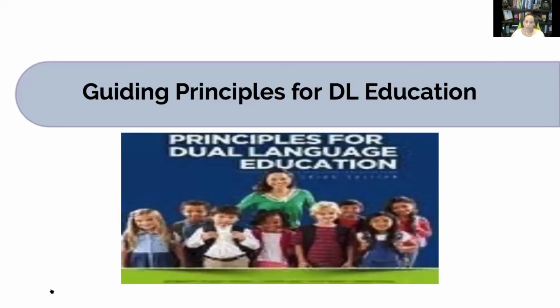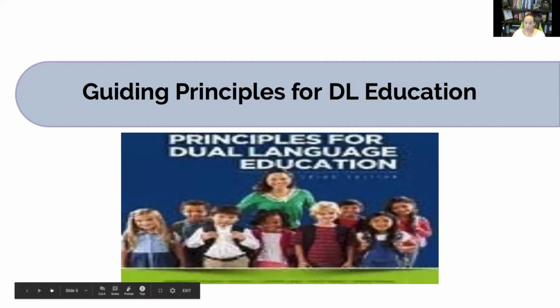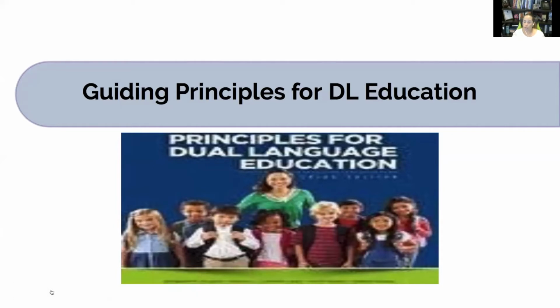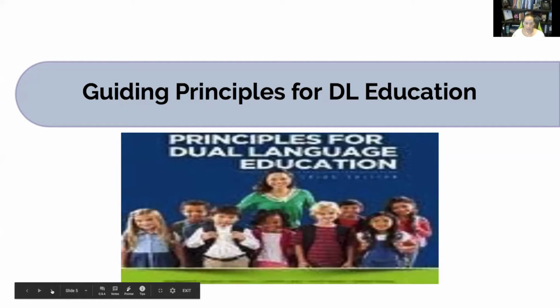Again, I always bring it back to the guiding principles, because when we talk about any program within the umbrella of bilingual education, it's important that we are guided by principles. And these principles are pertinent to both TBE and DL classrooms. So if you haven't gotten your copy yet, you can download your free copy. I have hyperlinked the link where you can get your free copy of this manual electronically. If you want to purchase the hard copy, you can, but that has a fee. The free version is electronic, so it's hyperlinked to this picture.